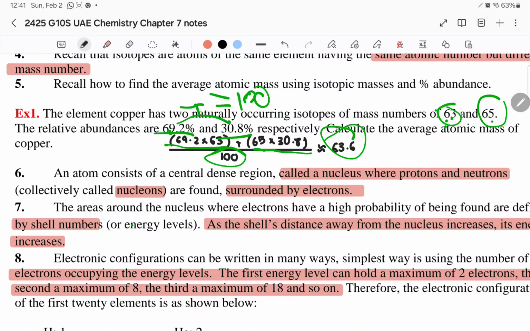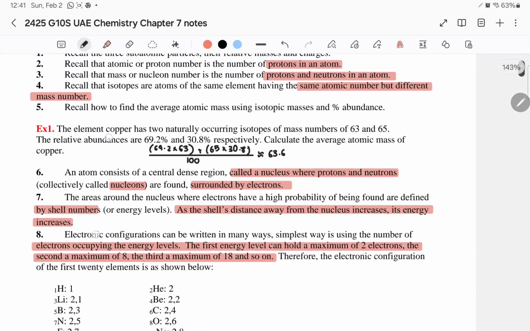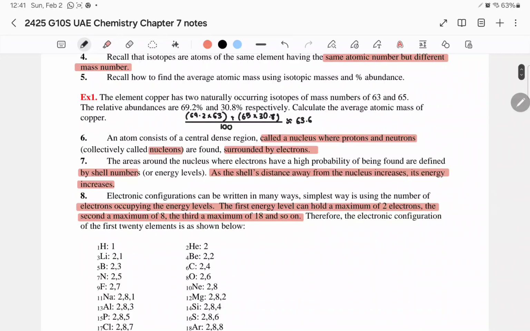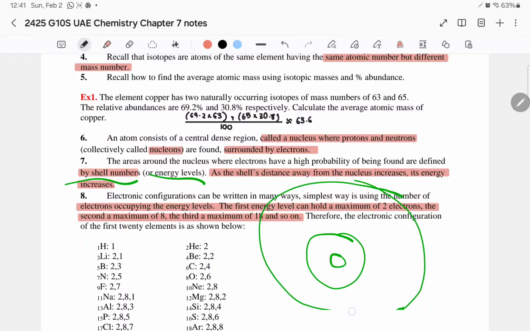It's telling you in the next point that the area around the nucleus where electrons have a high probability of being found is defined by shell numbers or energy levels. As the shell's distance away from the nucleus increases, its energy increases. So if your nucleus is here, and you have a shell here and another shell, let's say here, the one I just drew will have a higher energy than this shell, because when you increase the distance, the energy also increases.